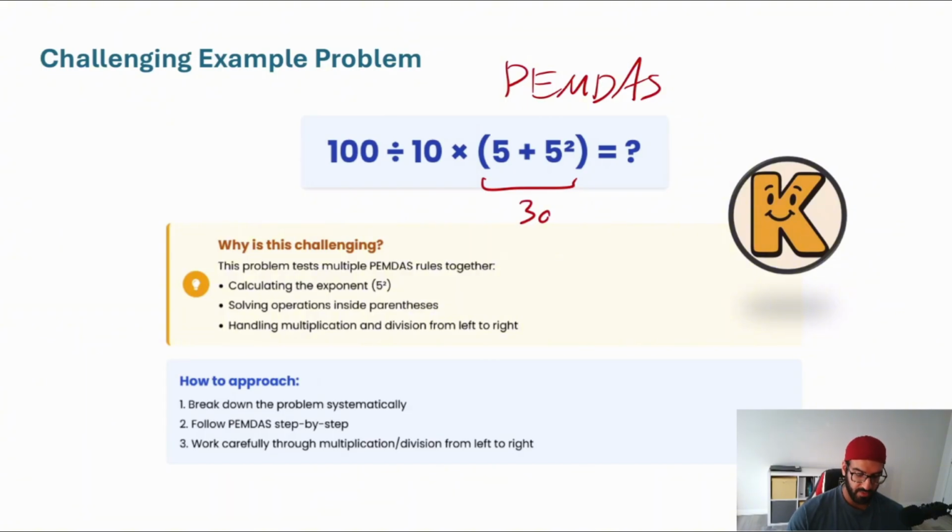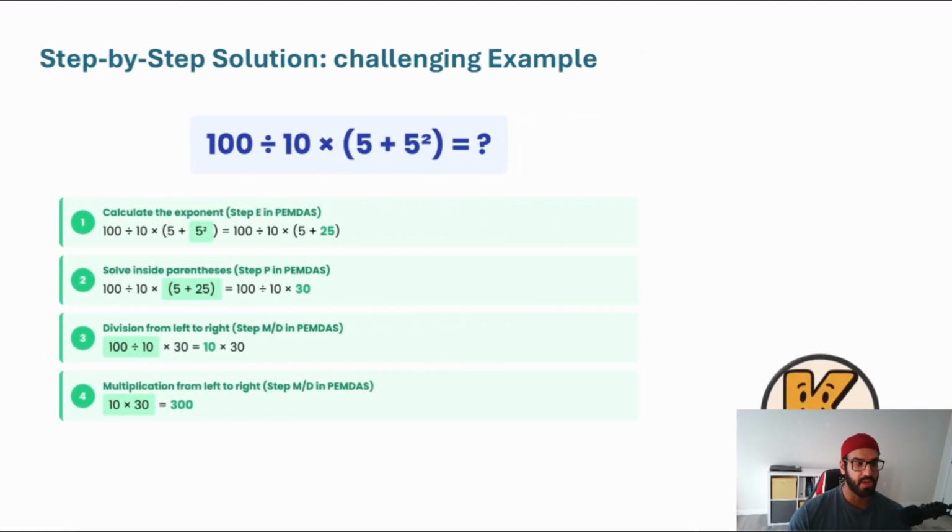Done. I do have division, I do have multiplication. Which one comes first? That's right, the one from the left, because multiplication and division have the same order. 100 divided by 10, which is going to be 10, multiplied by 30 is going to be 300. And this is the right way that you can do it step by step.